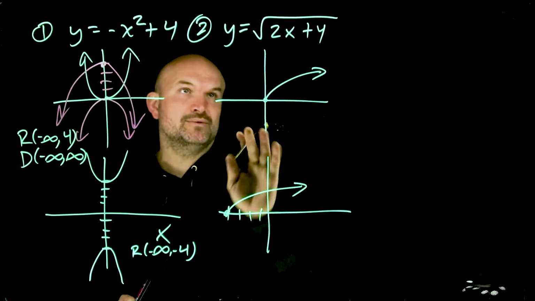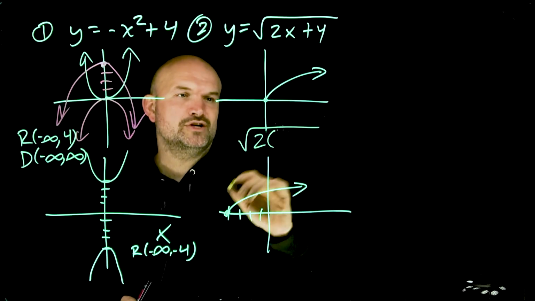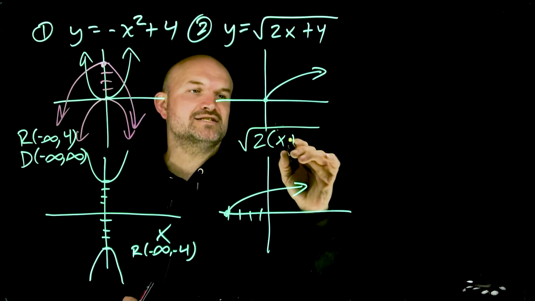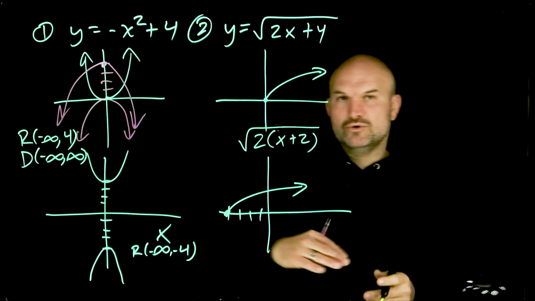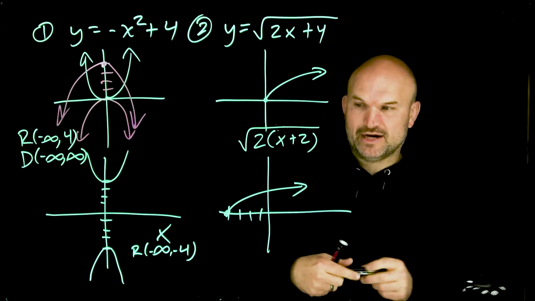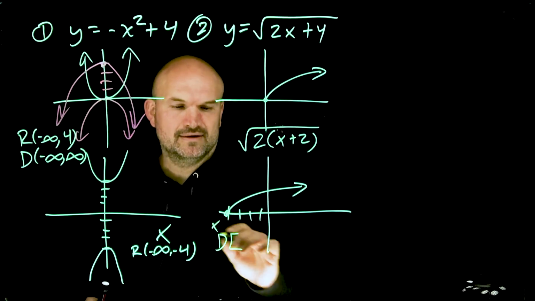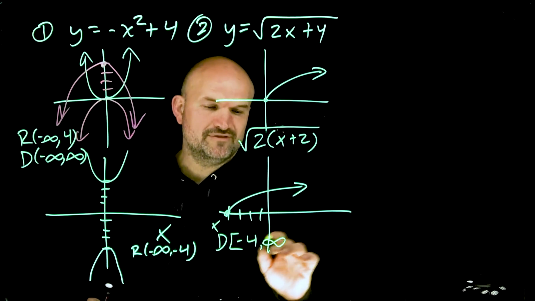And so what you need to do is factor out that 2. When you factor out the 2, you're going to get x plus 2. Right? So the 2 represents our horizontal compression, and the plus 2 is actually going to be our transformation. So the domain is not going to be from negative 4 to infinity, right?